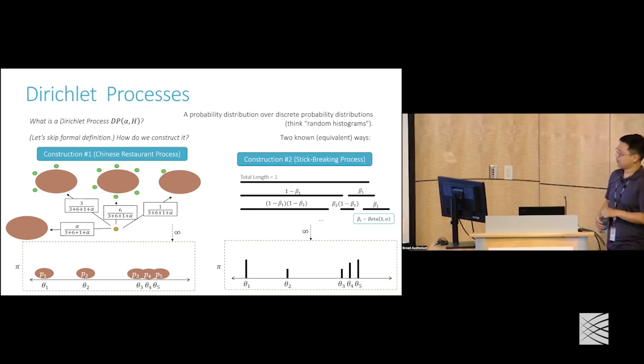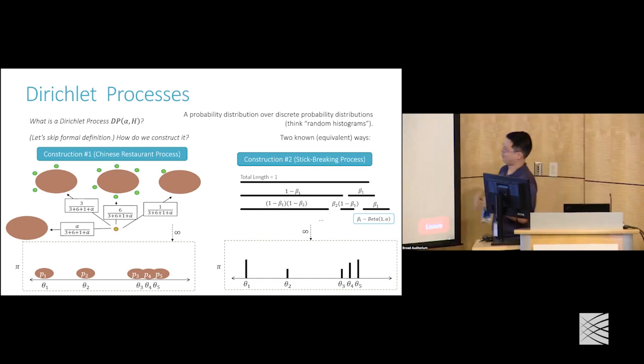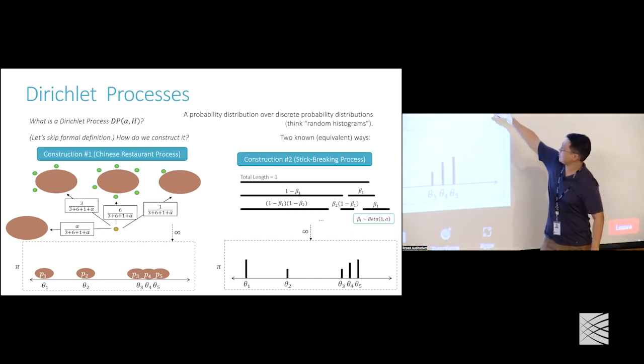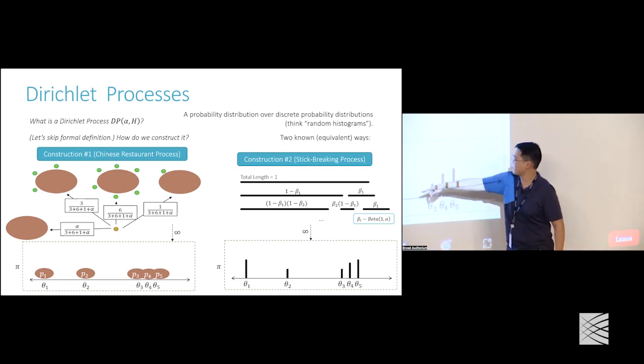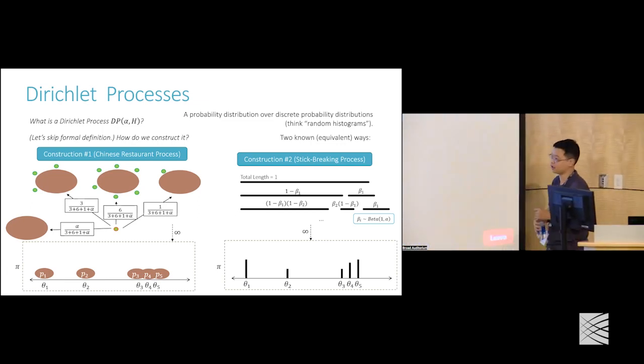And if you do this infinitely many times, it's the same idea here where, for each stick, once you've decided the length of it, you're going to put it on a random position, and the positions are going to be determined according to this background distribution H.